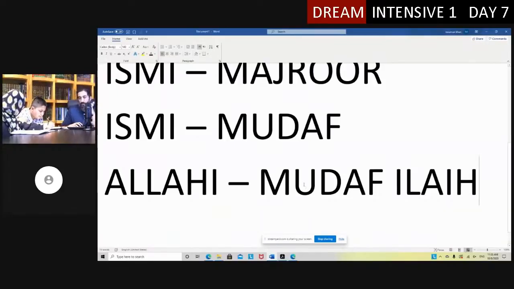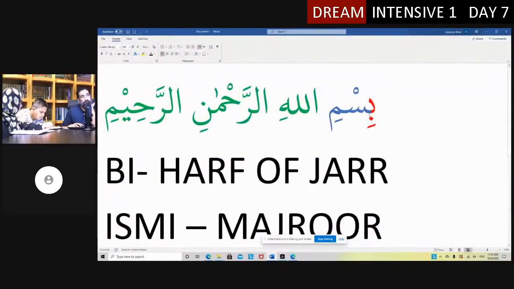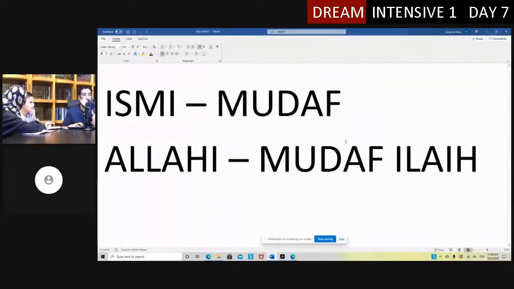Does that make sense? So you know what's happened so far? B was connected to ismi, jar majroor. Ismi was connected to the word Allah, mudaf and mudaf ilayh. So far, so good. So far, makes sense?